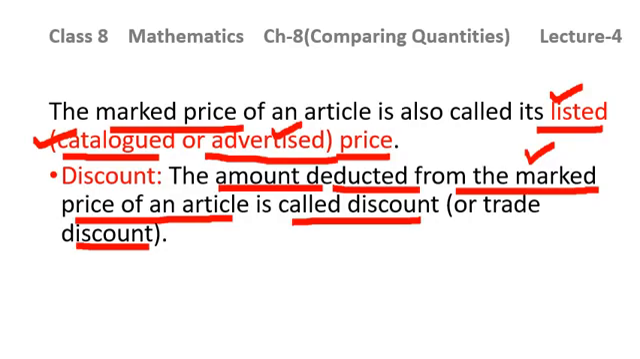And children, as profit percent and loss percent are always calculated on the cost price, in a similar manner discount percent is always calculated on the marked price of that article, because we need to deduct the amount from the marked price of an article to get the discount or trade discount.